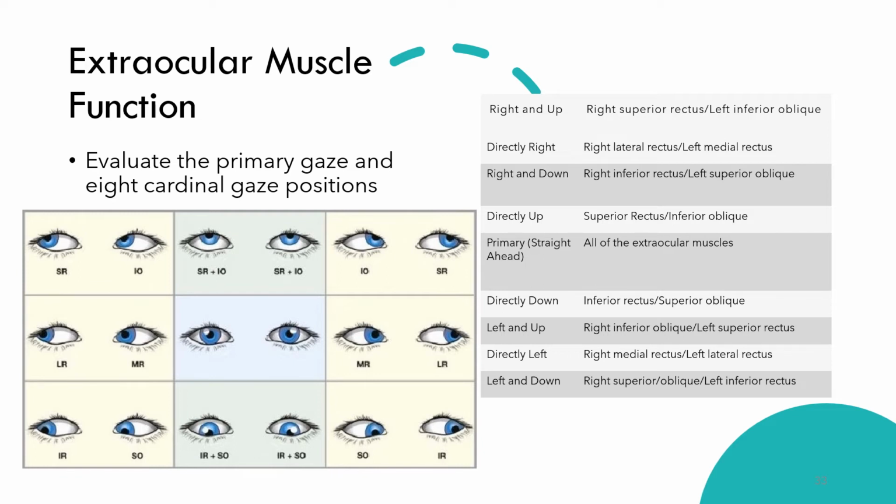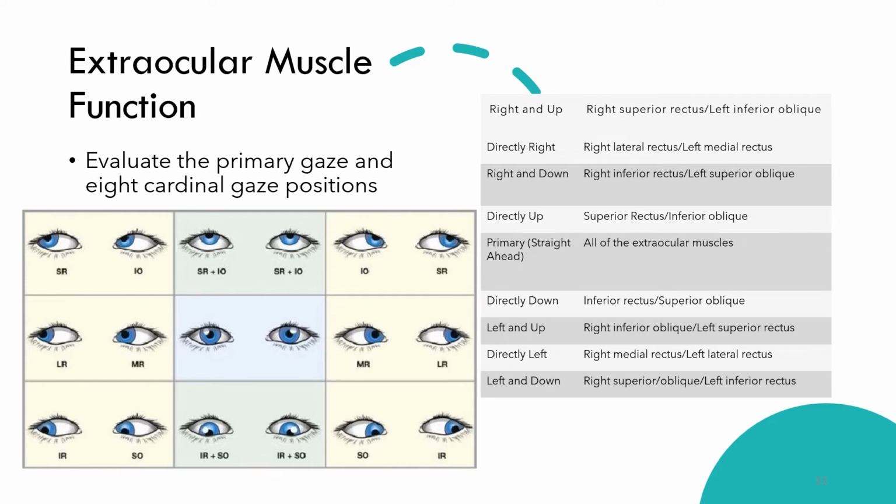The evaluation of the gaze positions is a test which will provide a gross examination of the EOM movement. In each position of gaze, one muscle of each eye is the prime mover. Should there be a motility restriction, the examiner should be able to localize the muscle involved based on the cardinal position affected. So here we have right and up, which uses the right superior rectus muscle and the left inferior oblique muscle. If a patient looks directly right, that's the right lateral rectus muscle and the left medial rectus muscle.